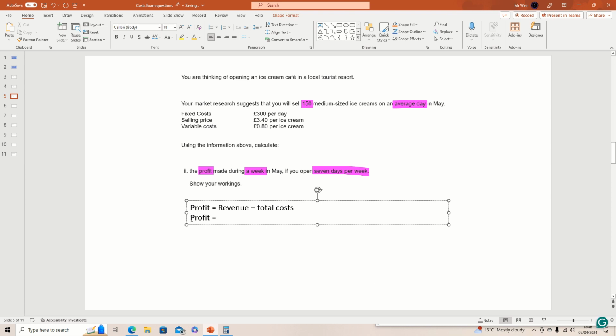So we already know our total costs from before, but that was per day. This time it's for 7 days per week. So we need to get that into a week format instead. So we're going to do one step at a time. Our revenue is the price per item, £3.40, times the number of ice creams in a day, which is 150. That would be our revenue per day.